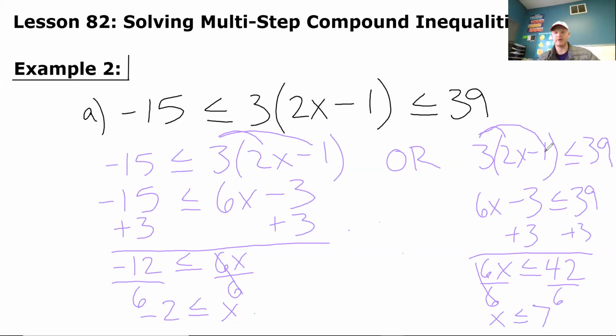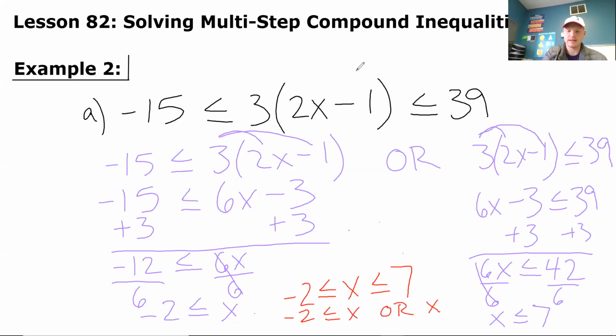So the way they wrote it out in their answer is like this. Negative 2 is less than or equal to x, which is less than or equal to 7. So that's the same exact answer that we just got, except they wrote it in one single inequality. So how we can also write it, which is the way we just did, negative 2 is less than or equal to x, or x is less than or equal to 7.